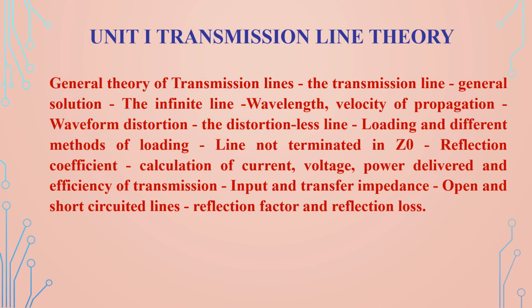In Unit 1, transmission line theory, we deal with the general theory of transmission lines, the general solution, and the primary and secondary constants related to transmission line theory. We will also see how to find the voltage or current at any point on a transmission line. With that, we are going to discuss distortions, reflection, and the input and transfer impedance of open and short circuited lines. So in this session, we are going to discuss what a transmission line is, what the types are, and what the primary and secondary constants are.